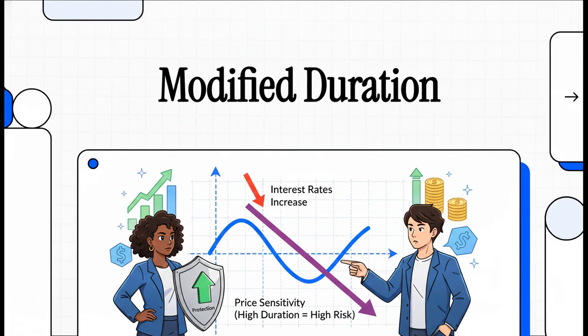All right, today we're going to unlock a really powerful tool that helps you see investment risk in a completely new light. It's called modified duration. Now, I know it might sound a little technical, but stick with me because by the end of this, you'll see exactly how it can make you a much smarter investor.